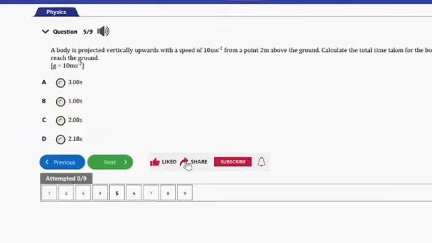So guys, the next question here is question number 5. It says, a body is projected vertically upwards with a speed of 10 meters per second from a point 2 meters above the ground. Calculate the total time taken for the body to reach the ground. Alright, so guys, since the body is projected from a distance that is 2 meters above the ground, so let's see the maximum height of these objects from these points.